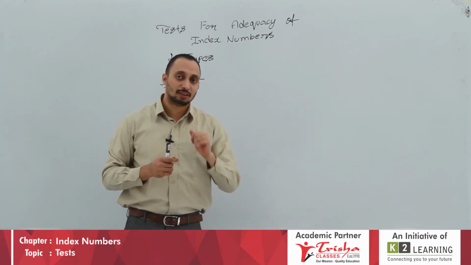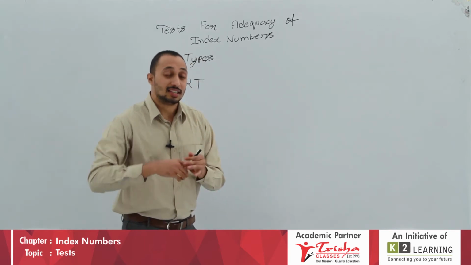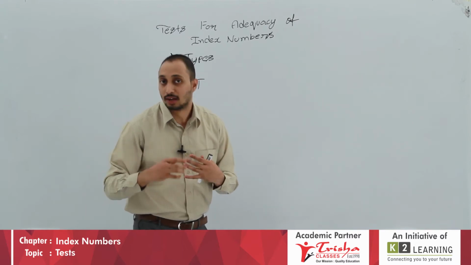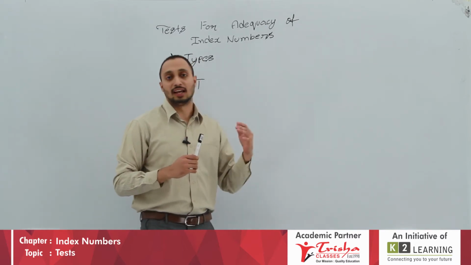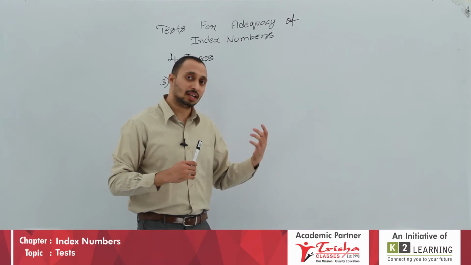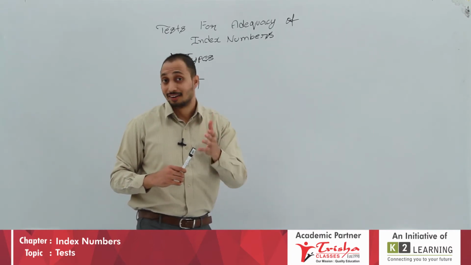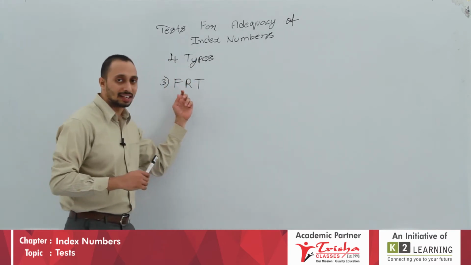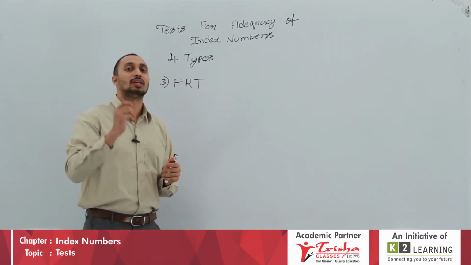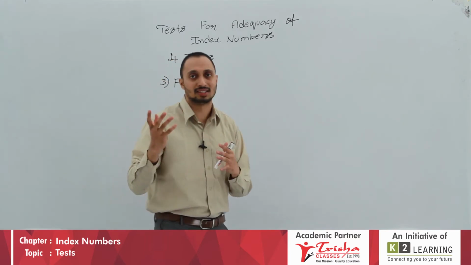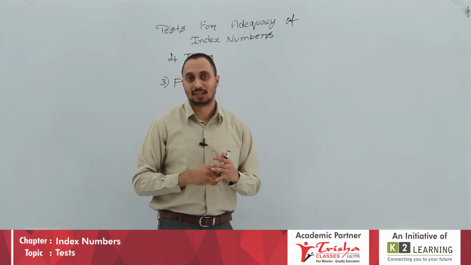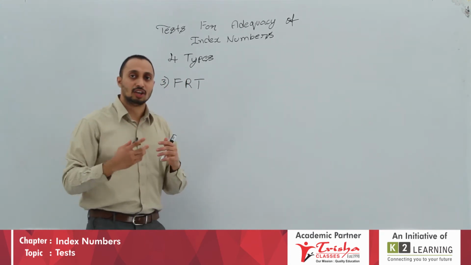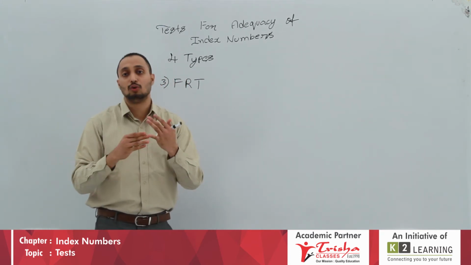So what does the factor reversal test mean? This is similar by procedure compared to the time reversal test, but the only difference is there I was reversing time, here I am reversing, obviously you would expect it, the factor. So that is why it is called the factor reversal test. There are two time intervals we exchanged in the time reversal test, that was 0 and 1. In the factor reversal test, I am going to interchange two important factors, that is Q and P.